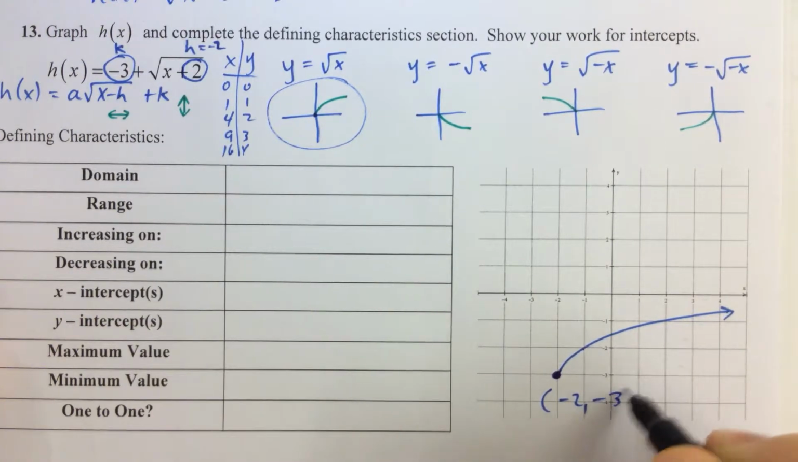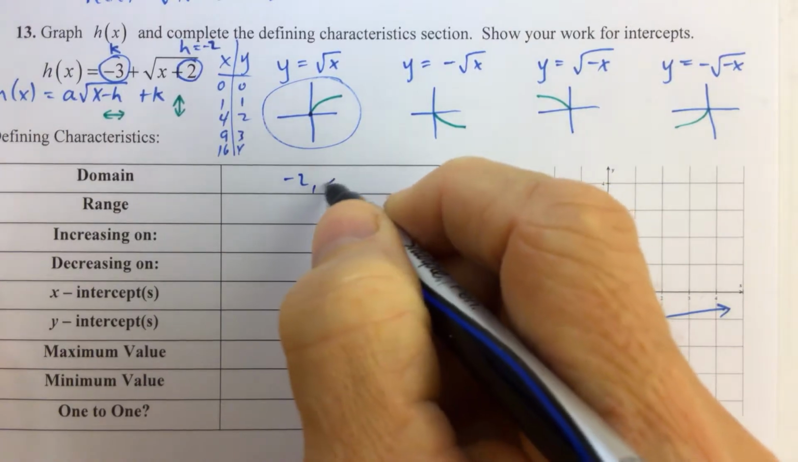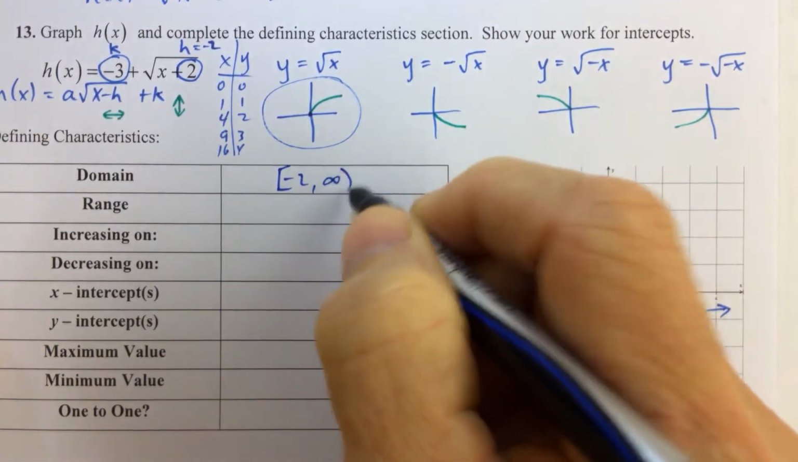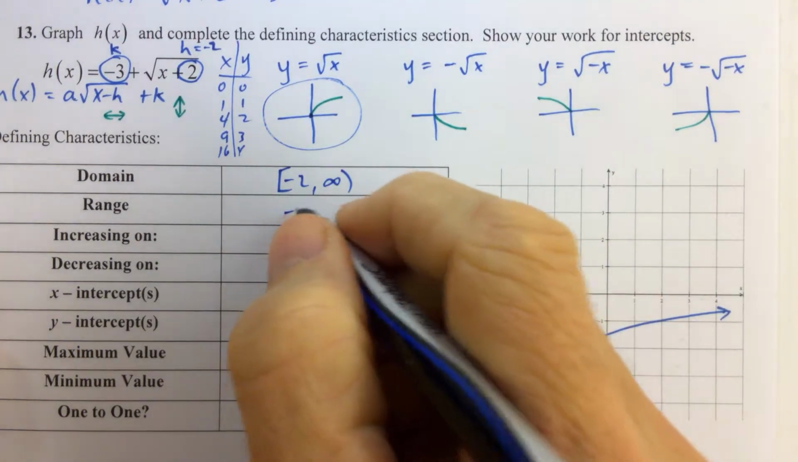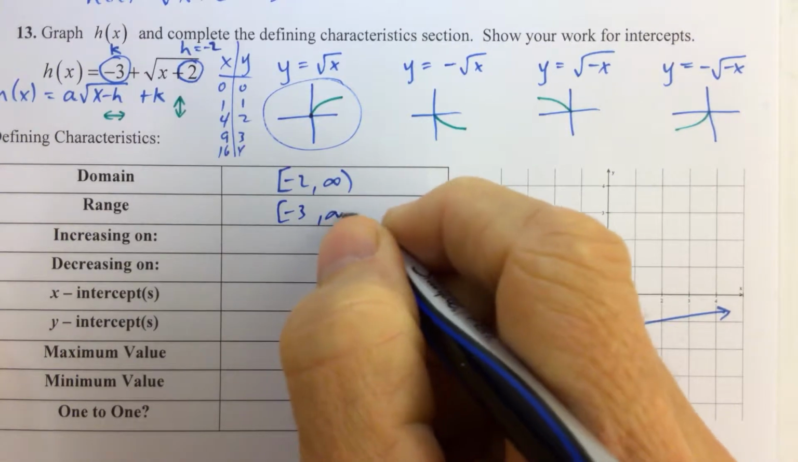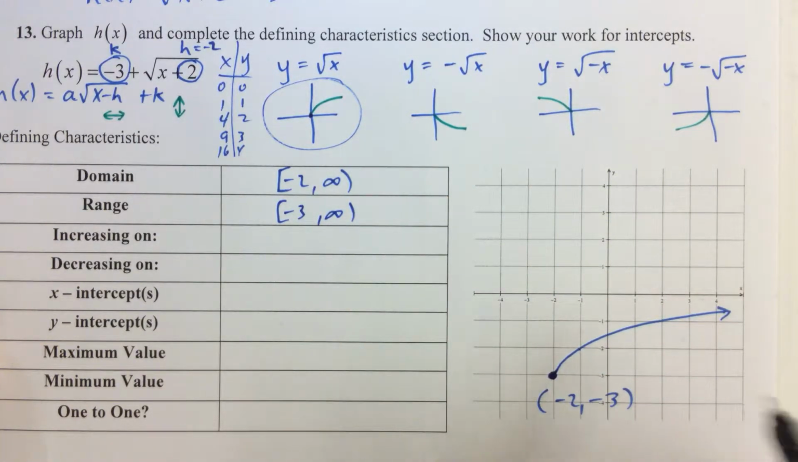-2, -3, then we can come up with the domain. The domain is starting here at -2, and all the way to infinity, including -2, and all the way to the right. The range always is the lowest y to the highest y. The lowest y value is -3, and there's no highest y, it just keeps going on forever, so we say that's infinity.